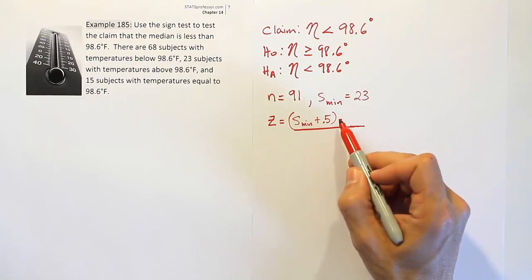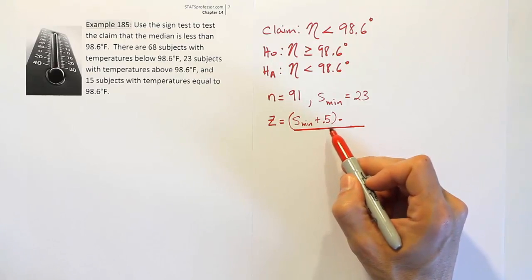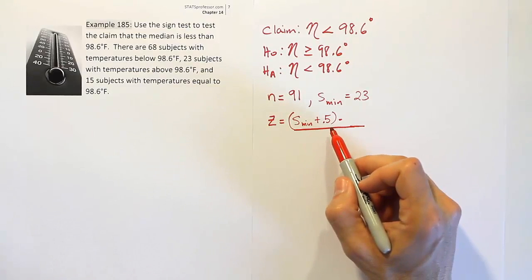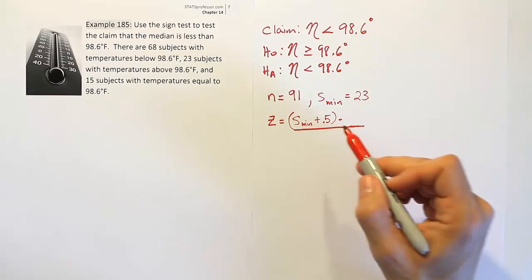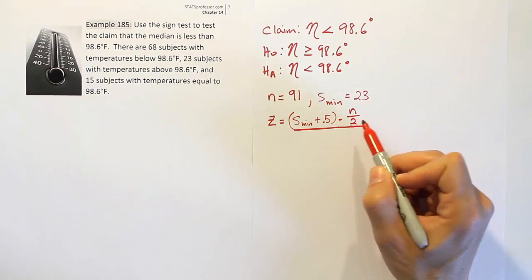So if you look back at that section where we did the approximation technique, you'll see we used either plus 0.5 or minus 0.5 depending on what scenario we were working with. In this problem, the test stat is set up so we always use plus 0.5. And then we're going to subtract off the mean, which would be n over 2 in this case.